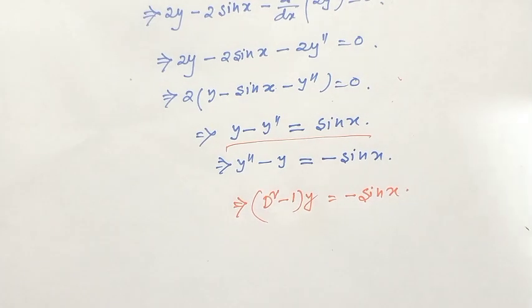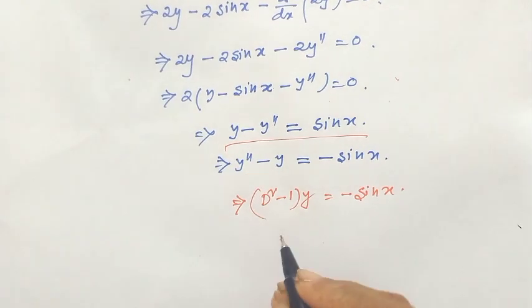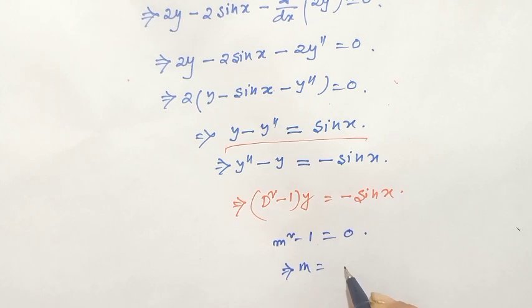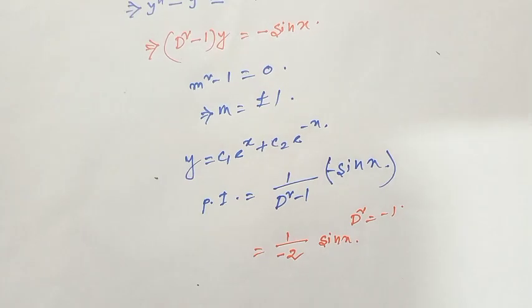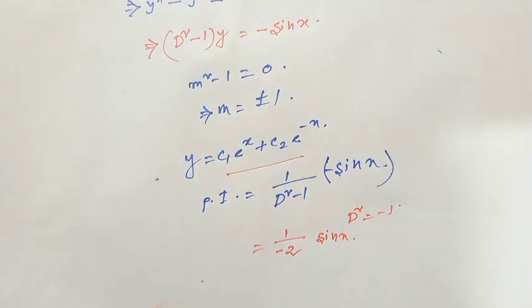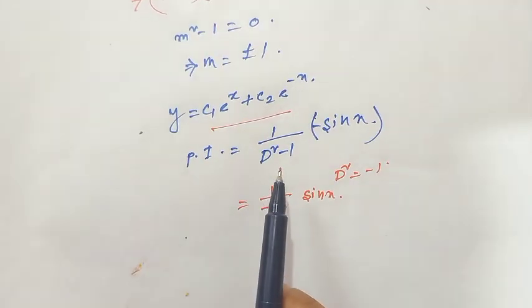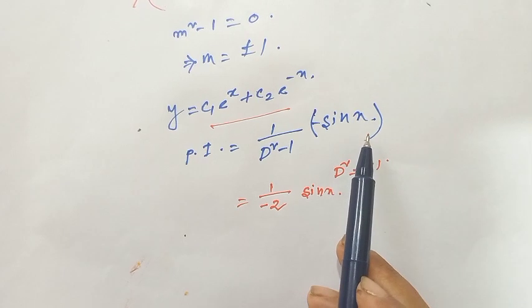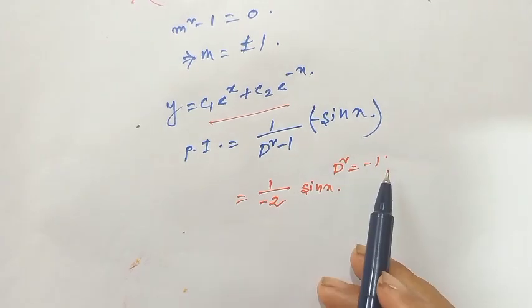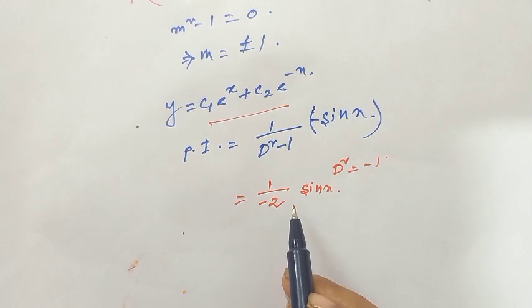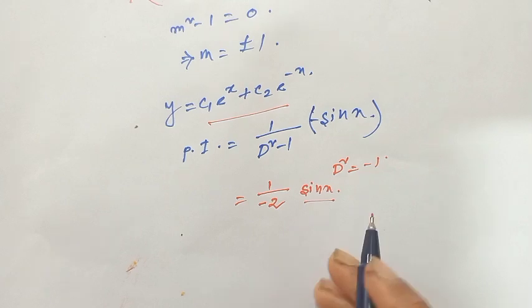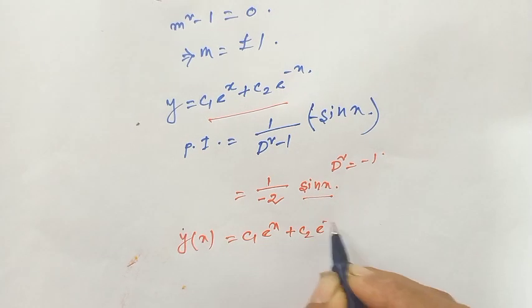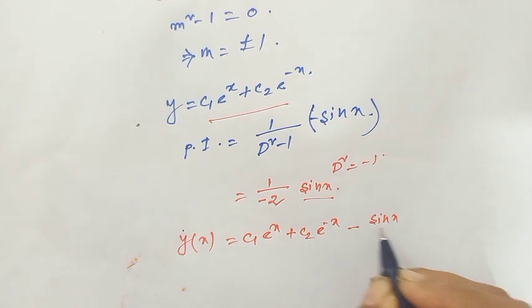Then (D² − 1)y = −sin x. That implies m² − 1 = 0, so m = ±1. The complementary function is c1 e^x + c2 e^(−x). And the particular integral is 1/(D² − 1) of (−sin x). We all know for this particular integral we have to put D² = −1. Then this value would be 1/(−2) times sin x. That means y(x) = c1 e^x + c2 e^(−x) − (sin x)/2.